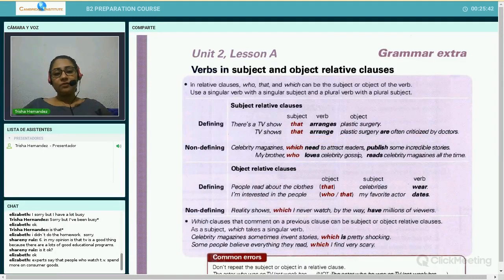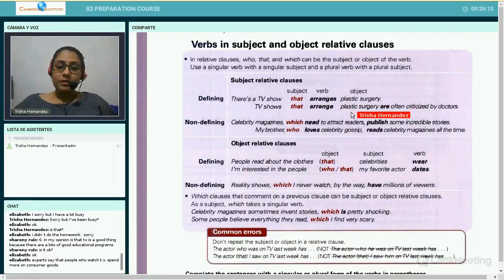Verbs in subject and object relative clauses. In relative clauses, who, that, and which can be the subject or object of the verb. Use a singular verb with a singular subject and a plural verb with a plural subject. Okay, and we have these two types, right? Singular with singular and plural with plural. That's pretty easy to remember.